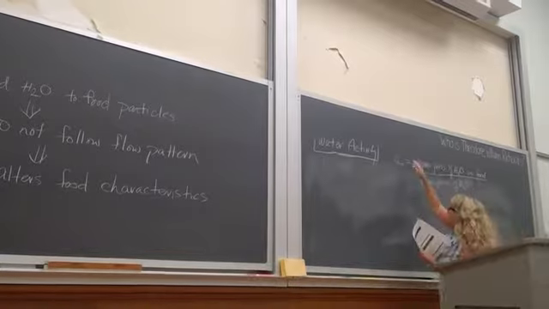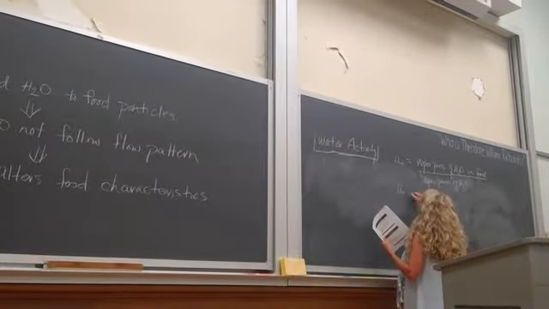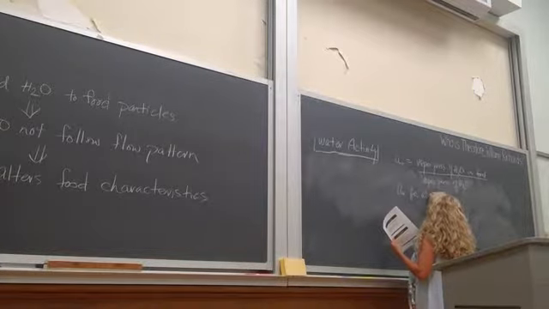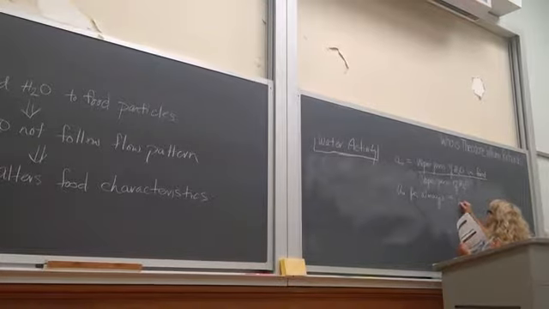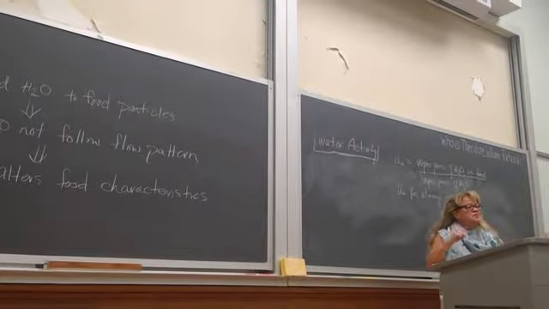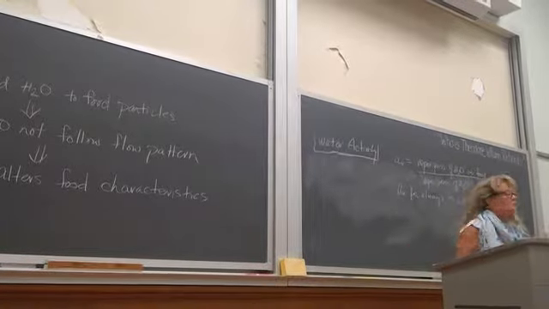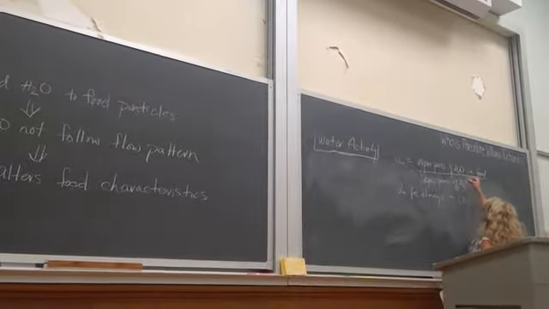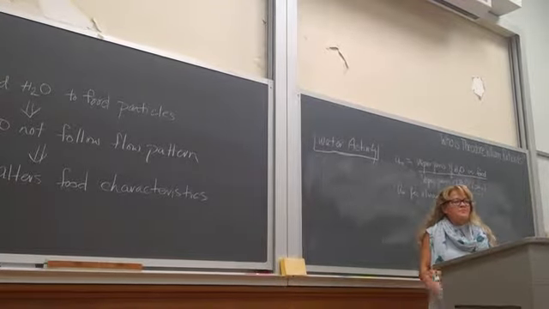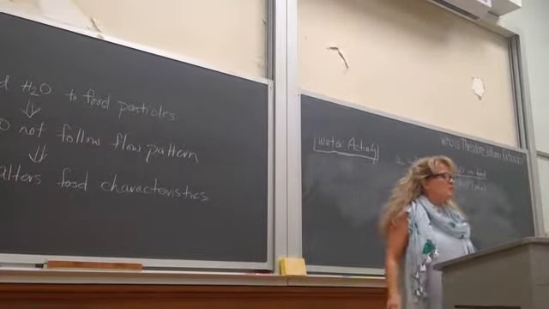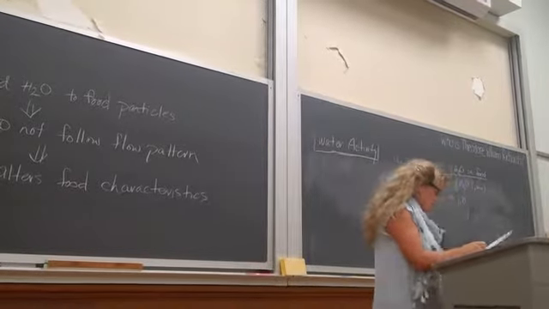Now, the aW for food is always going to be what? You think it's going to be 1 or less than 1? It's always going to be less than 1. It's never going to be equal. In other words, the vapor pressure of water in food is never going to equal the vapor pressure of pure water. Because if it did, it'd be pure water. There's stuff in the food that makes the vapor pressure less than 1.